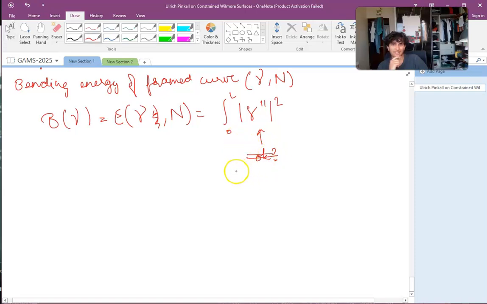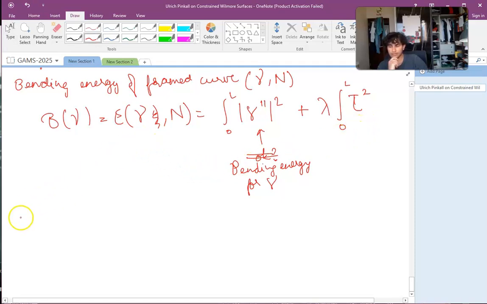This is our bending energy for gamma. Bending energy for gamma, that is without torsion. And now we add an extra part, and that looks like lambda times the whole integral from 0 to L of the torsion squared.